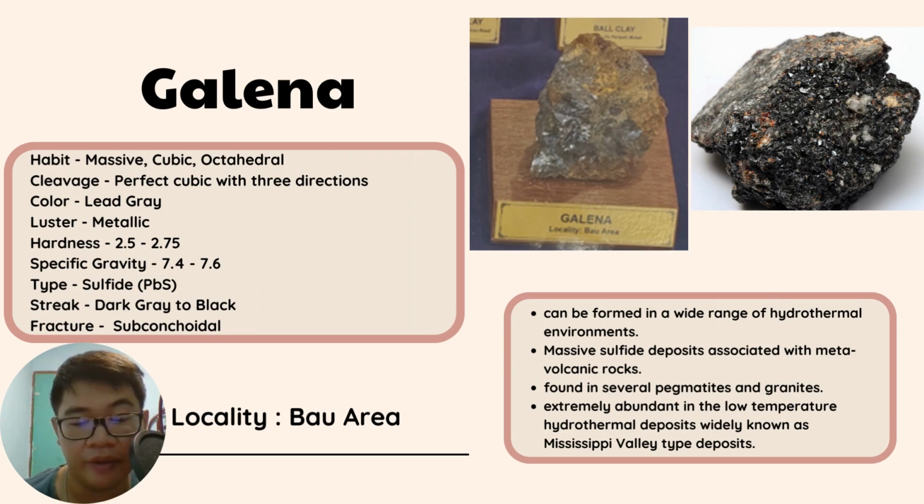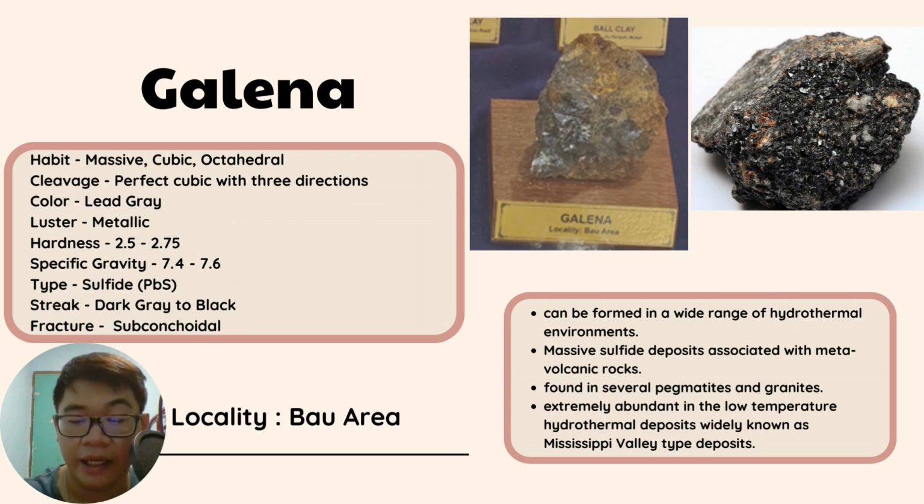It has a perfect cubic cleavage in three directions and is characterized by its lead gray color. The luster is metallic and it has a hardness of 2.5 to 2.75 on the Mohs scale. Its specific gravity ranges between 7.4 and 7.6, which is quite high due to its lead content. Galena is a sulfide mineral with the chemical formula PbS. It leaves a dark gray to black streak when scratched on a streak plate, and it has a subconchoidal fracture pattern.